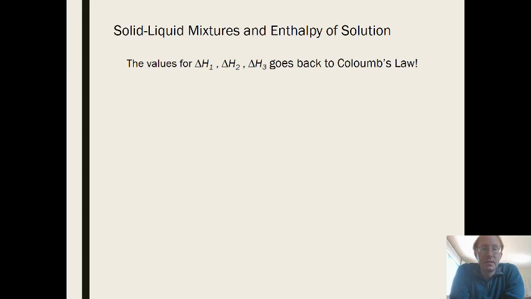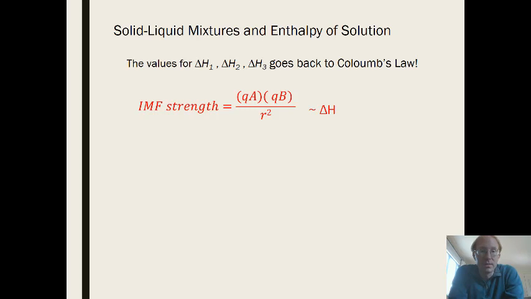So the values for delta H1, delta H2, and delta H3 simply go back to Coulomb's law again. We said the strength of IMFs is equal to the two charges I'm dealing with, charge A and charge B, in my numerator, divided by the distance between those two charges squared. And we said that we use this to rate IMF strength, which is related to the enthalpy values. In chapter 11, we used the enthalpy of vaporization, delta H vap. Here we'll use the delta H for solvation. We're either disrupting or forming new IMFs.